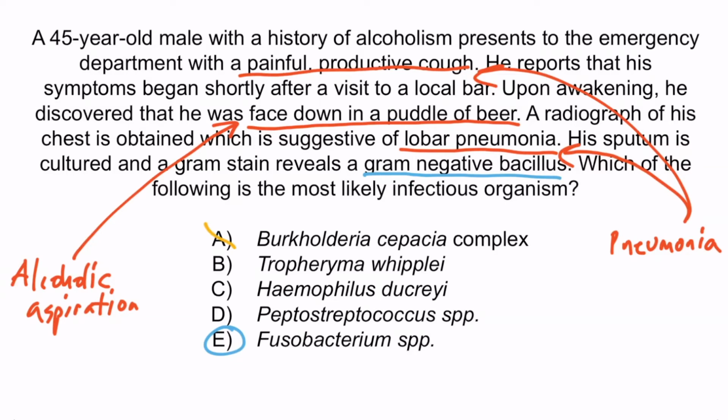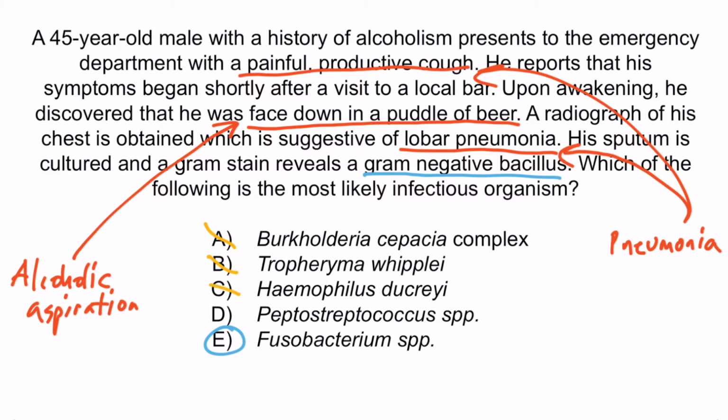Now choice A is incorrect because Burkholderia really only occurs in cystic fibrosis patients, and we have no reason to believe that this 45-year-old man has cystic fibrosis. And choice B is wrong because Tropheryma whipplei causes Whipple disease, not aspiration pneumonia. Plus, it's a gram-positive organism. Remember that guy with the whipped eye? He is in the darker, bluer part of the image to help you think of gram-positive.